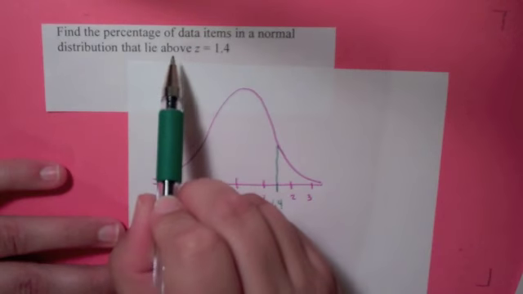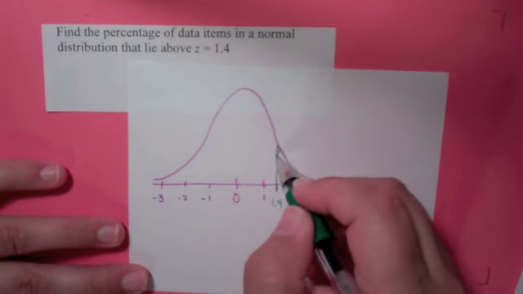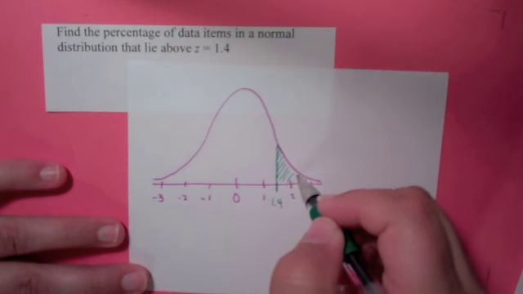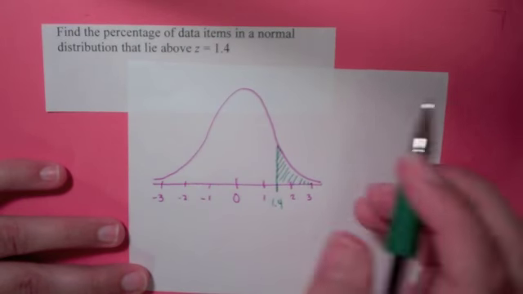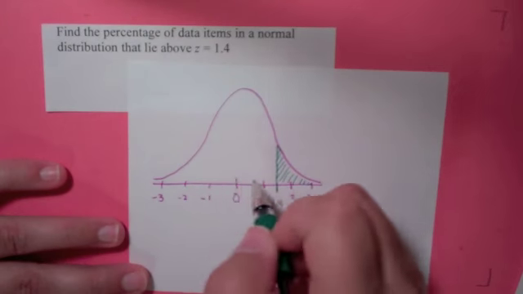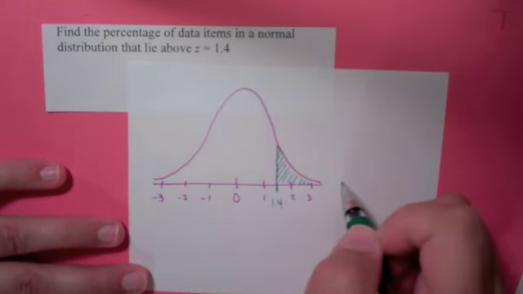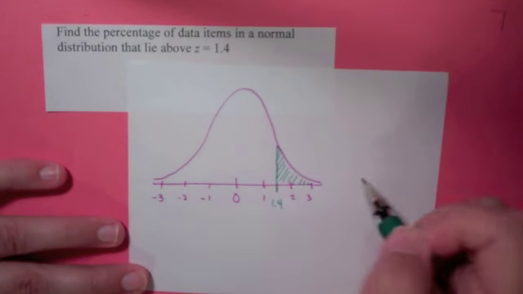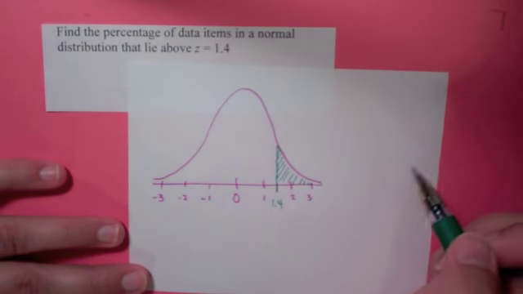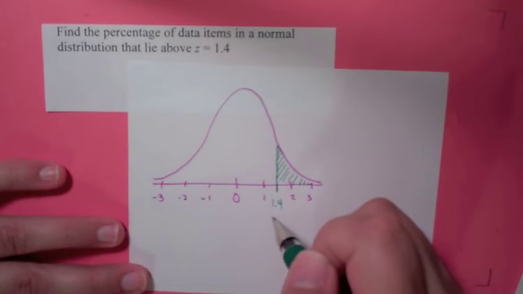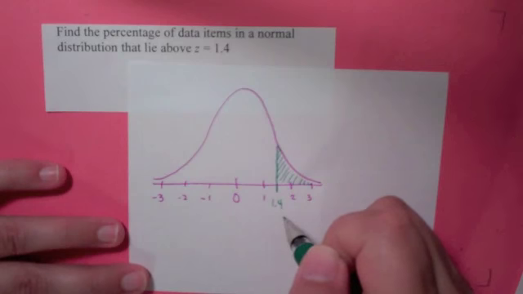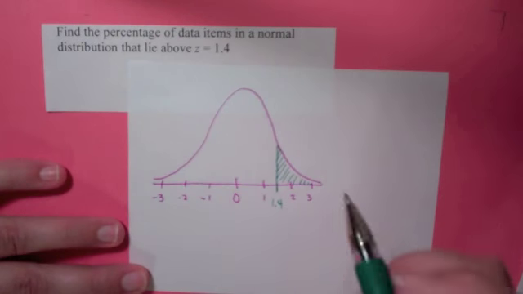But this time I want above. Above would be to the right. Okay, the last two problems we did was below, which was to the left. So above, bigger than 1.4, would be to the right. Okay, so I have a z-score. I'm going to look up my z-score of 1.4 in my table.